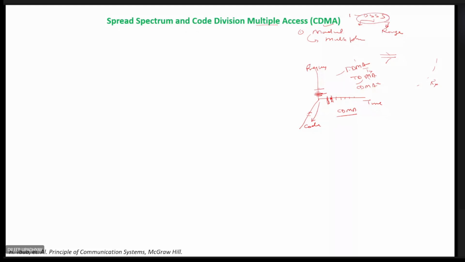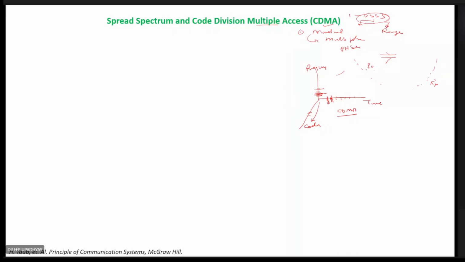So in CDMA, in short, suppose there are a number of transmitters and a number of receivers. They transmit the signal at the same frequency and at the same time, but by using different codes. And which type of code do they use? That is nothing but the PN sequence.